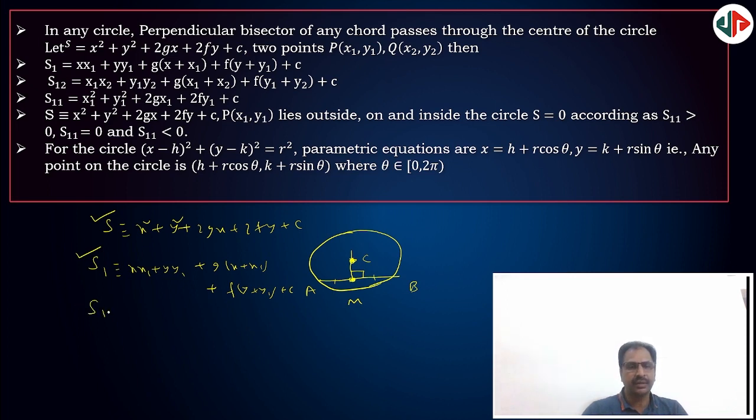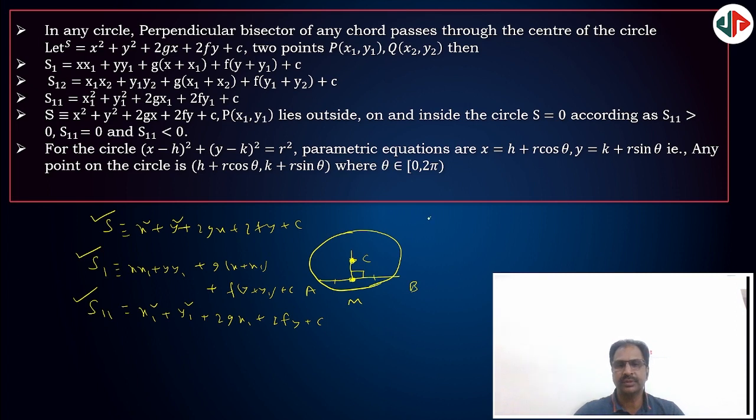And S11 means substitute the point (x1, y1) in the circle equation. That is, in place of x, x1, in place of y, y1. Then you get S11. S11 denotes a constant. It is a number, because when you substitute a point in the circle equation, you get a number. So remember, S11 denotes a number, S1 denotes a line, S denotes a circle.